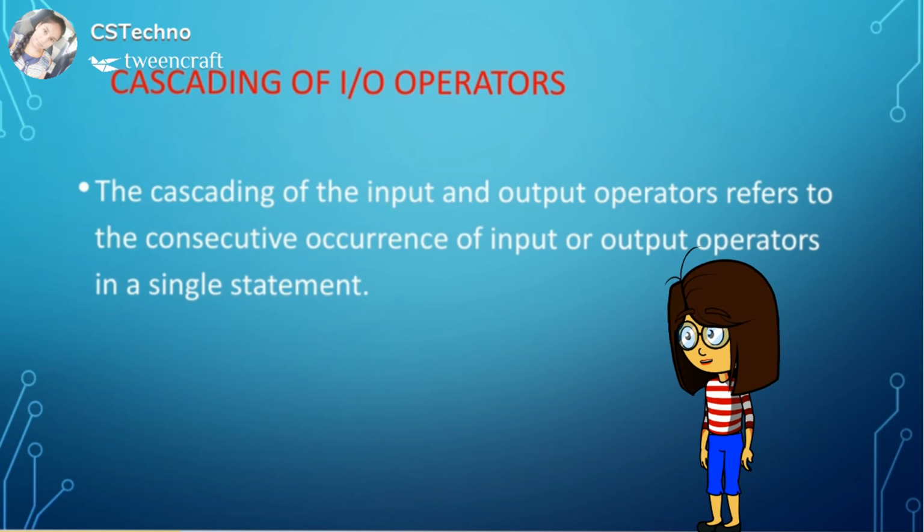Next we will see what cascading of input and output operators is. To send or receive more than one value at a time is called cascading of operators. Simply, multiple use of input and output operators in a single statement is called cascading operators. Now we will see an example for cascading of input and output operators.